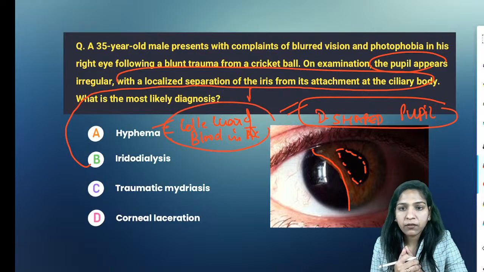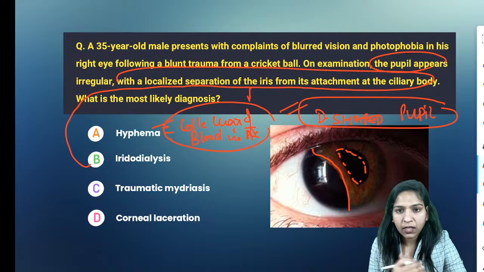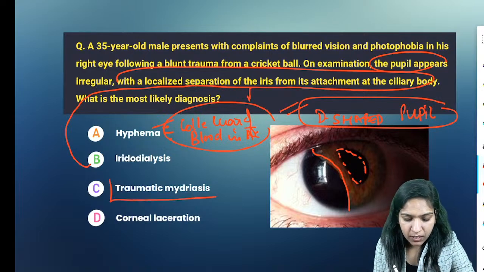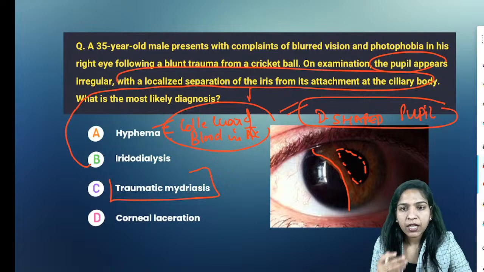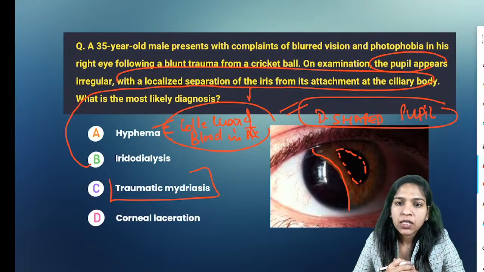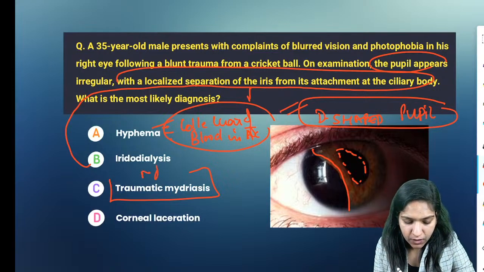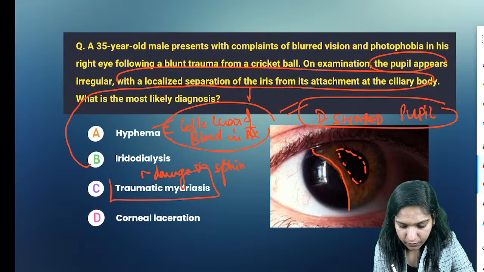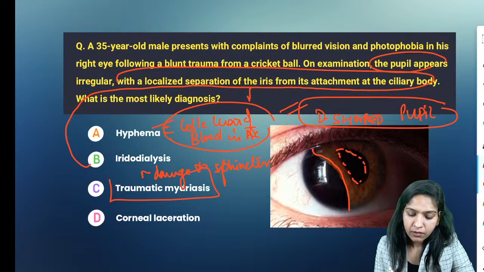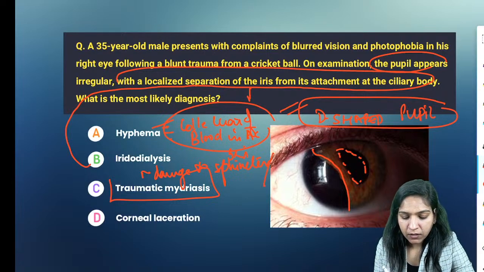Which is not here. You can definitely see it is not here. Traumatic mydriasis is the dilation of the pupil due to damage to the sphincter fibers, due to damage to the iris sphincter, or due to damage to the optic nerve.